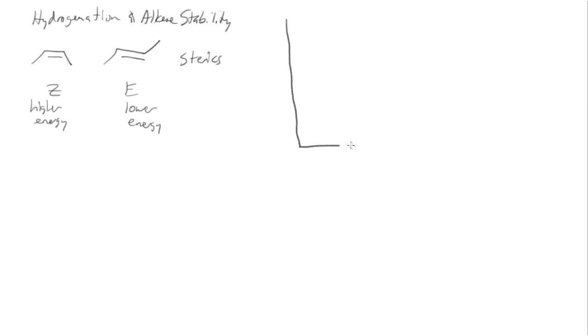Back in chapter 8, when we started learning about alkenes, we said that a Z alkene is higher energy or less stable than an E-alkene. And we said that that's because of sterics. But like anything, if you want to really know what's happening, you have to go into the lab and calculate it and figure it out. So let's look at a reaction coordinate diagram.